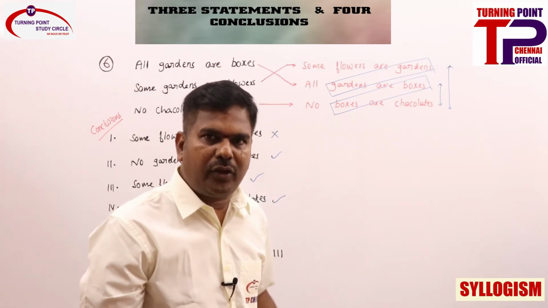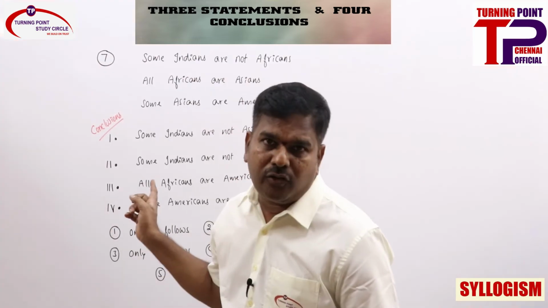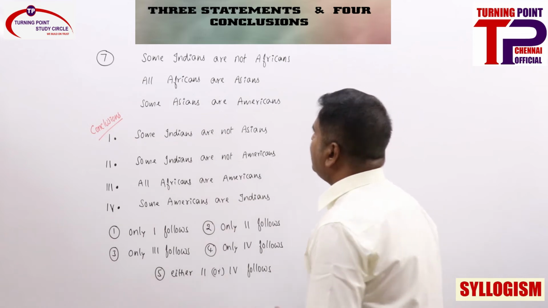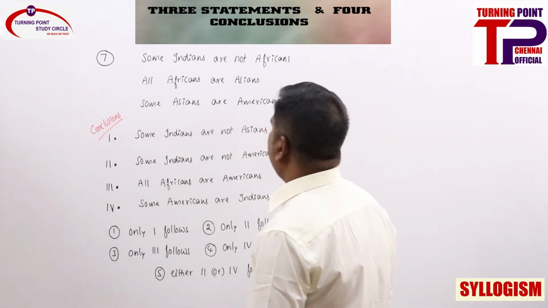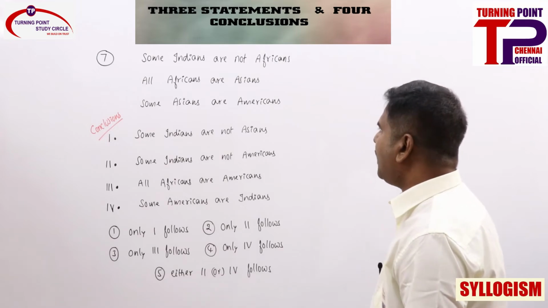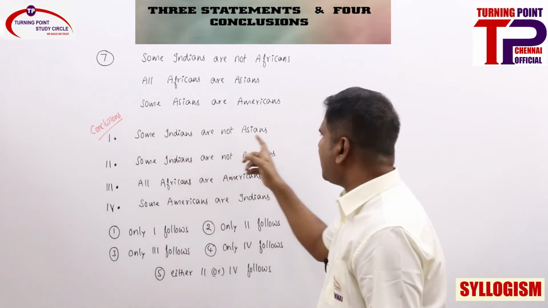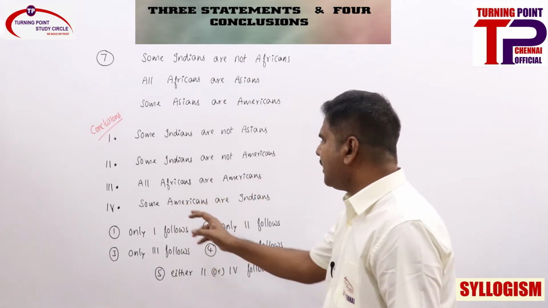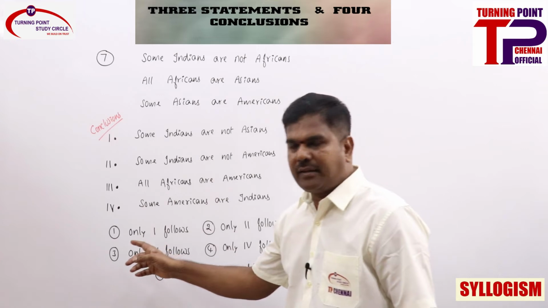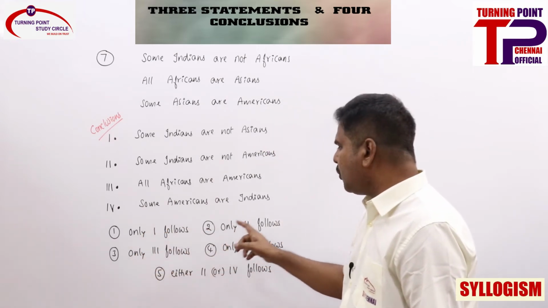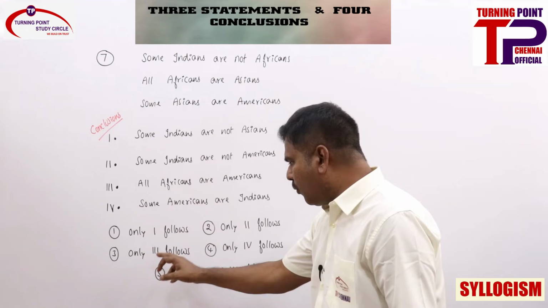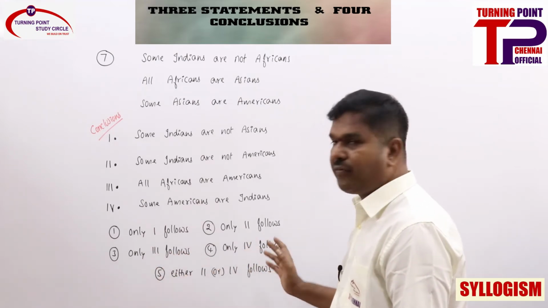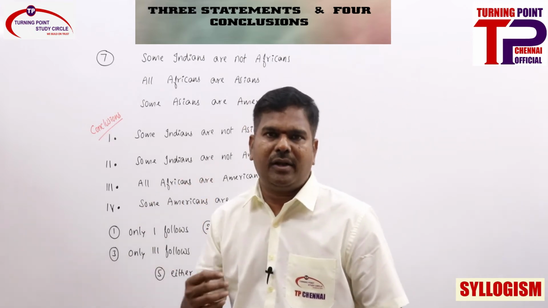Clear? Can we go ahead with the next question? Note down the 7th question and try to solve the problem. We will discuss later. See that seventh one: some Indians are not Africans, all Africans are Asians, some Asians are Americans. Conclusions: 1, some Indians are not Asians; 2, some Indians are not Americans; 3, all Africans are Americans; 4, some Americans are Indians. Give answer as 1 if only 1 follows, 2 if only 2 follows, 3 if only 3 follows, 4 if only 4 follows, 5 if either 2 or 4 follows. But try to solve it, we will discuss later.